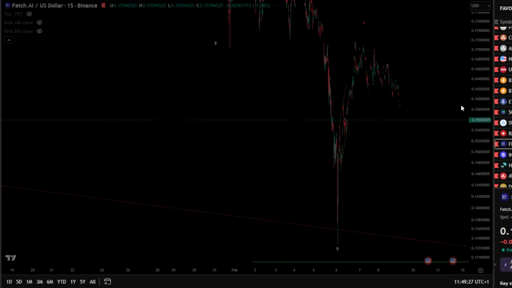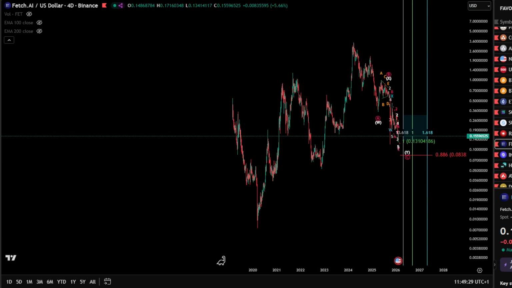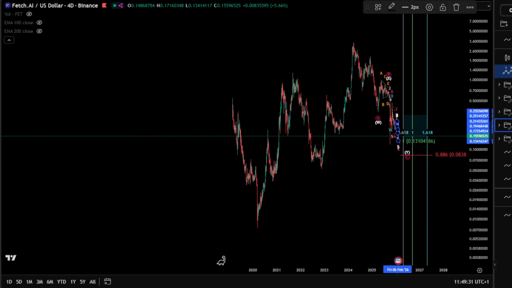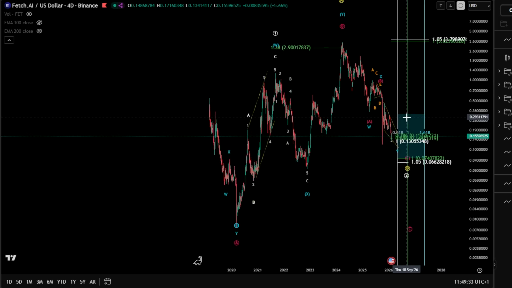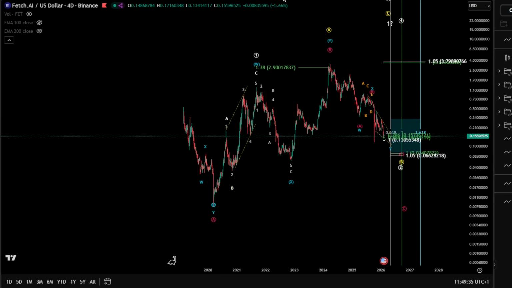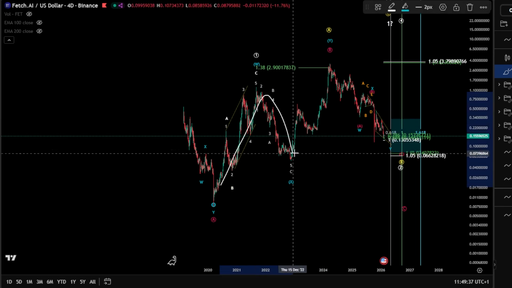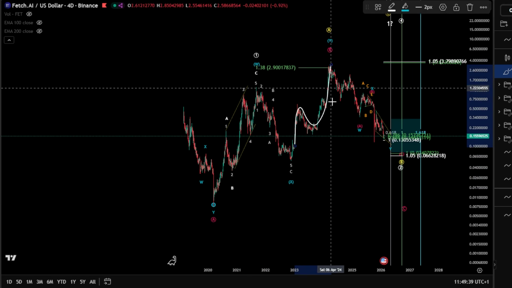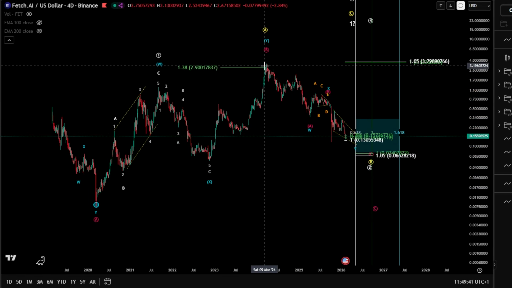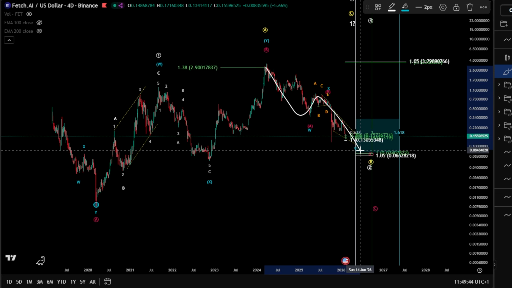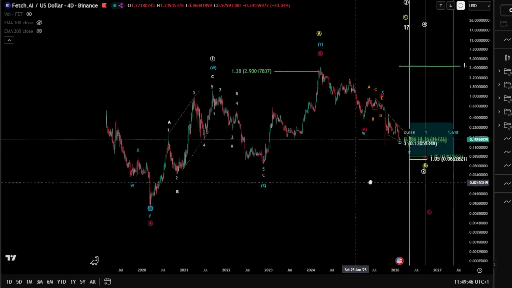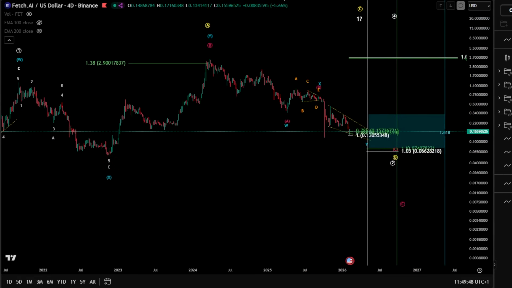For FET, we are looking also at the all-time history here. For FET, the all-time history is 3 waves toward the upside. Also finished wave A here as a W, X, and a Y, because you have 3 waves up here. And you have another 3 waves down for wave B. The same as for Rndr, nothing different.